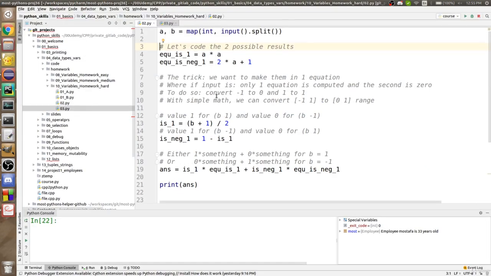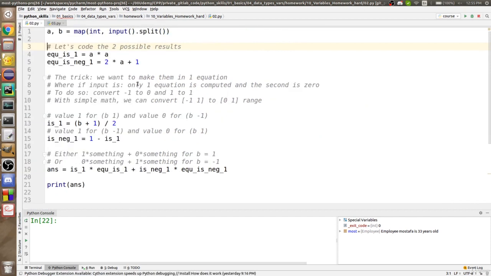Let's see what I mean by that. First of all, let's prepare our two values. We have an equation if the value is 1, and we have another equation if the value is minus 1. Now, we would like to convert the minus 1 and 1 to be 0 and 1 to facilitate creating an equation with it.